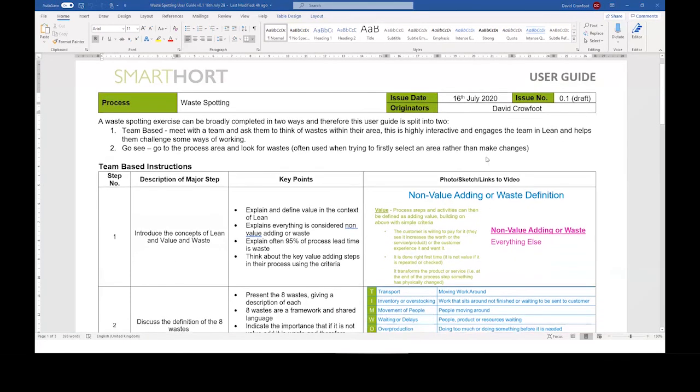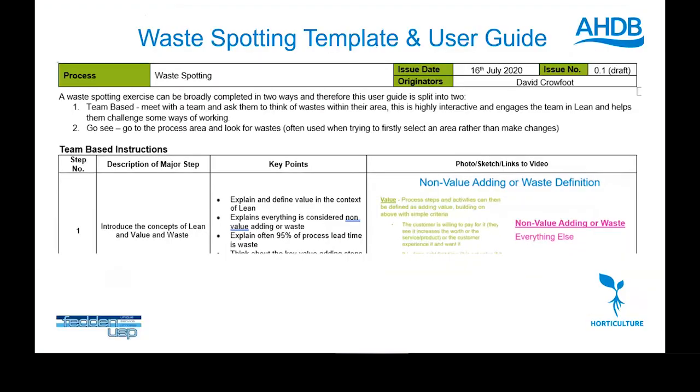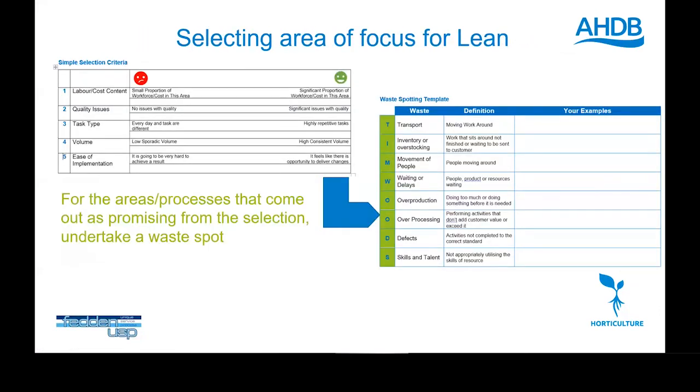So what we want you to do before the next session is to go and do this waste spotting. Have a look at the areas that you've come out with as promising from the selection, and undertake a waste spot. Go out and have a look at those areas and see if you can see the wastes. Now, I understand, and we've already had this conversation partly, that some areas you're thinking of working on are not in production at the moment.